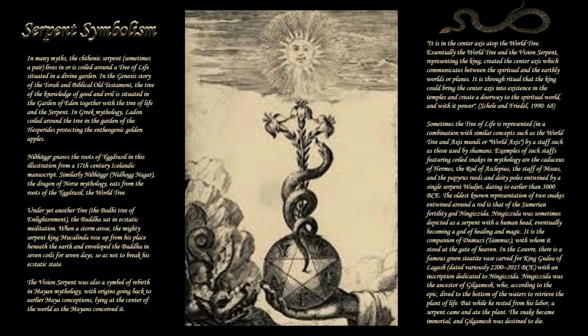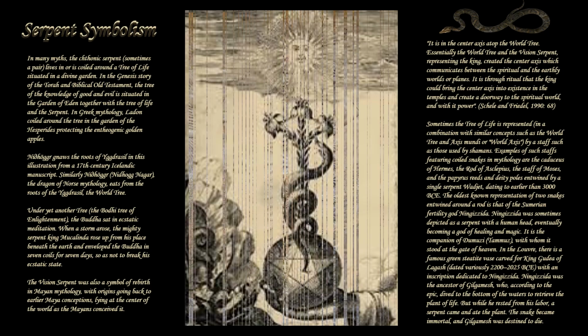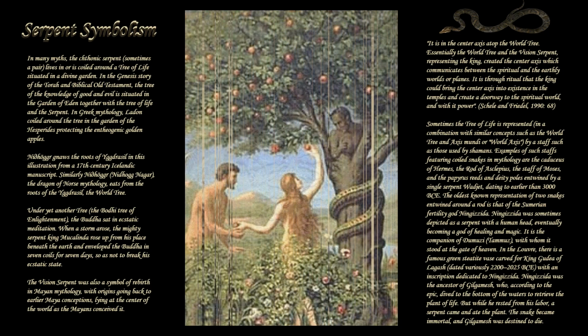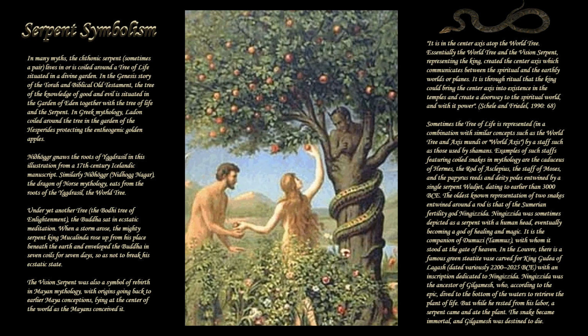In many myths, the chthonic serpent, sometimes a pair, lives in or is coiled around a tree of life situated in a divine garden. In the Genesis story of the Torah and the biblical Old Testament, the tree of the knowledge of good and evil is situated in the Garden of Eden, together with the tree of life and the serpent. In Greek mythology, Ladon coiled around the tree in the Garden of the Hesperides, protecting the entheogenic golden apples.